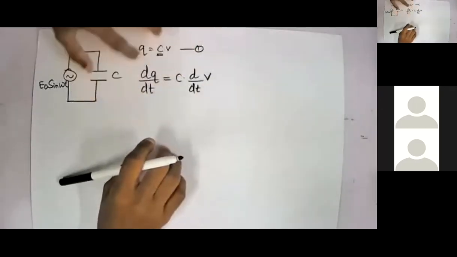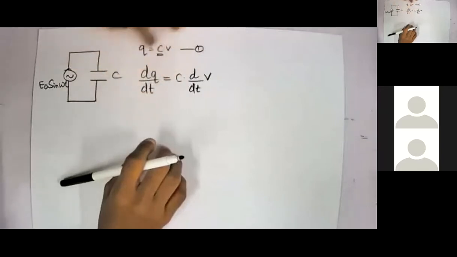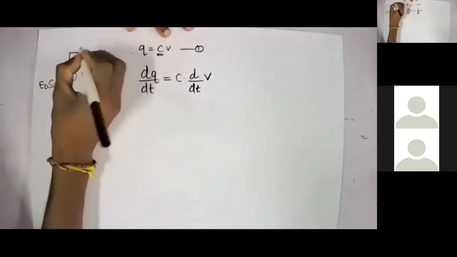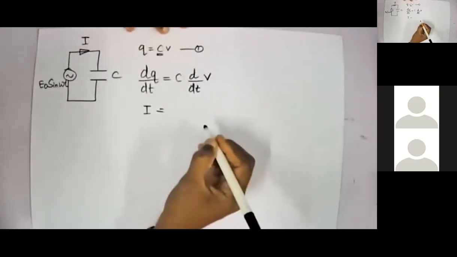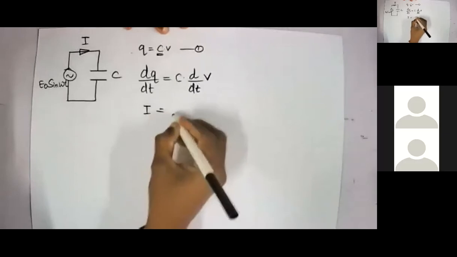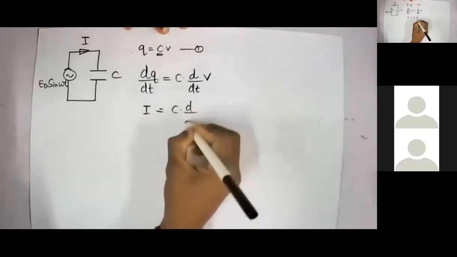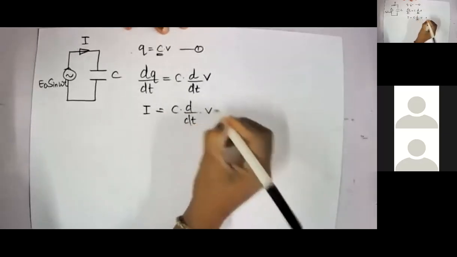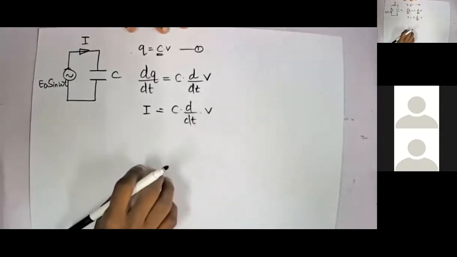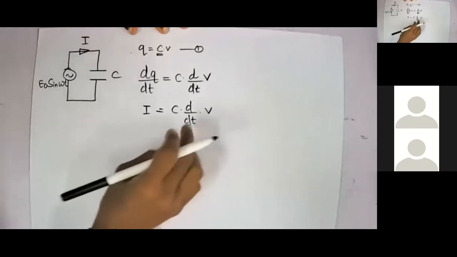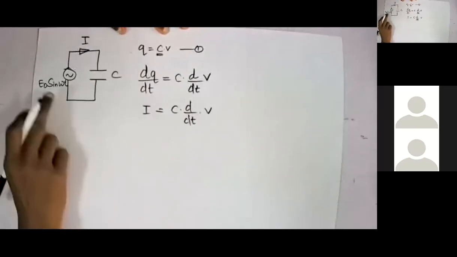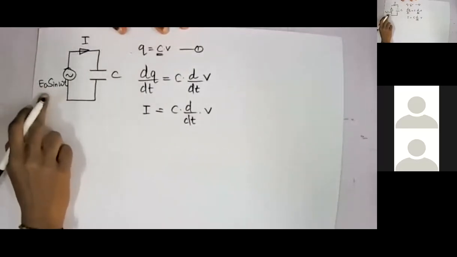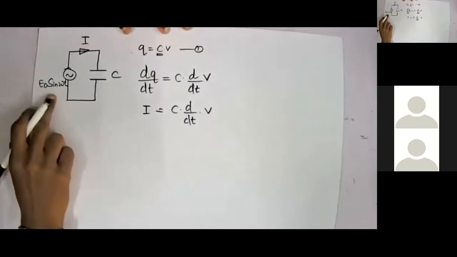What is dq by dt? It is the rate of flow of charge, which is your current I. So I equals C into d dt of V. Now, what is your V across the capacitor? Which is E naught sine omega t.